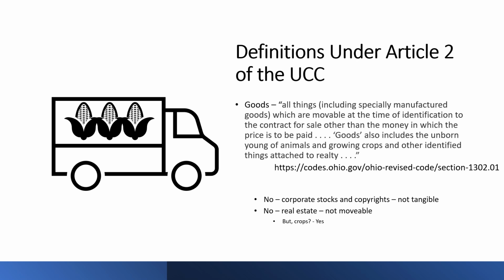So corporate stocks, copyrights, those are not tangible, those are not goods. Real estate, it's not movable, so real estate is not goods. But as you can see from this definition, growing crops are goods.